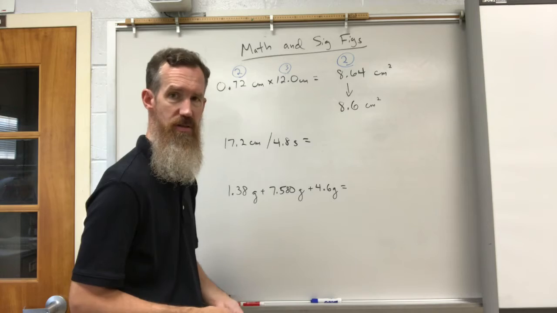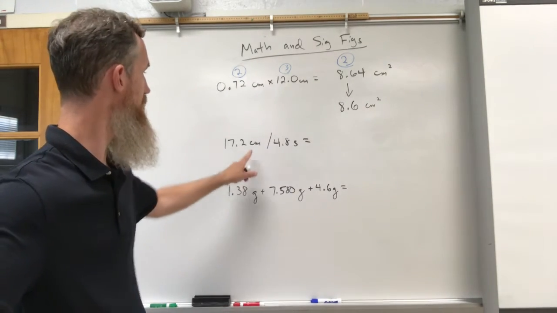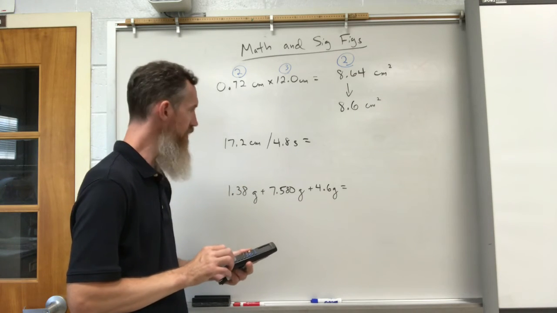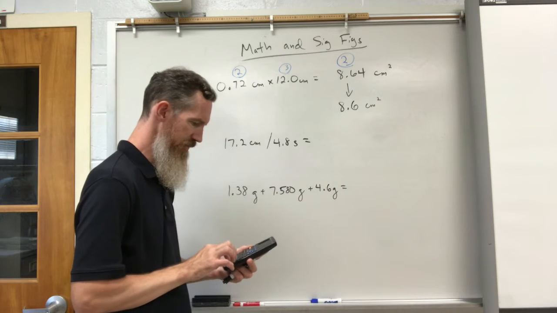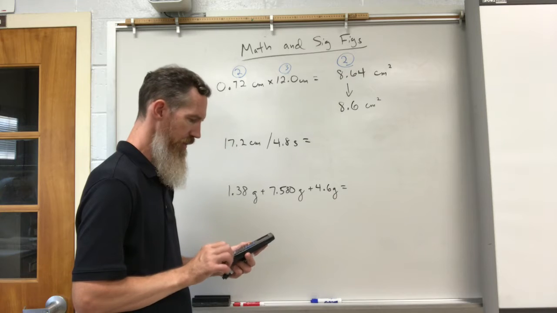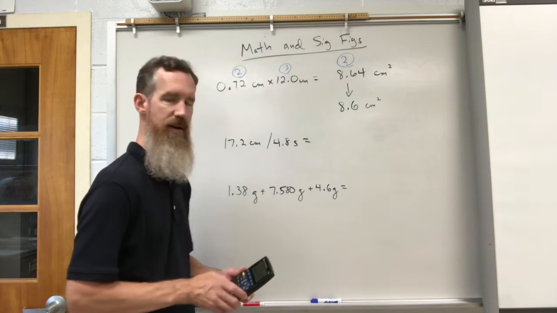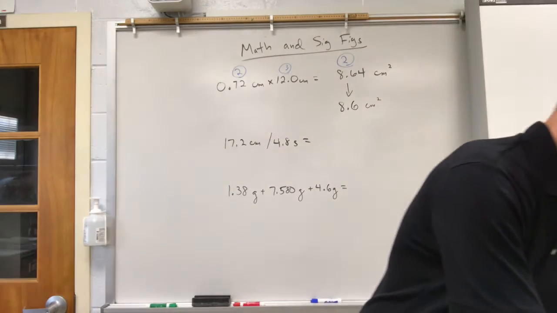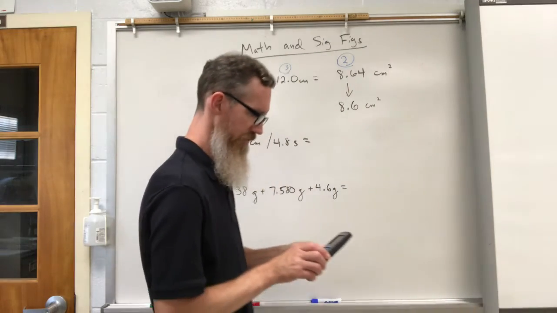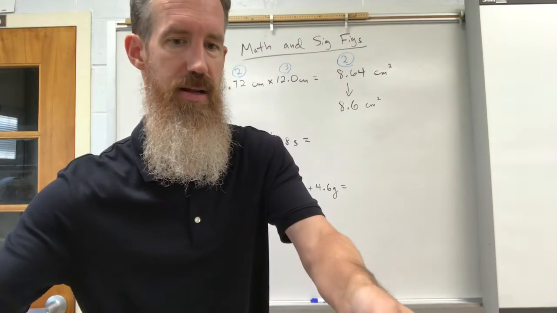Same thing with division. If we take these two numbers, if we take 17.2 centimeters and divide it by 4.8 seconds, so apparently something's traveling, and we're going to look at its speed. So 17.2 divided by 4.8. And I get 3.583 repeating. Let me check that with my glasses, because I reached that age. So 3.583 repeating.